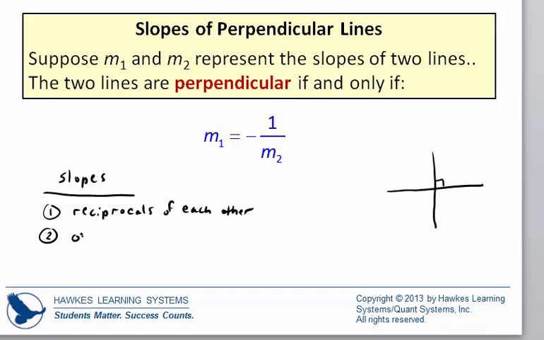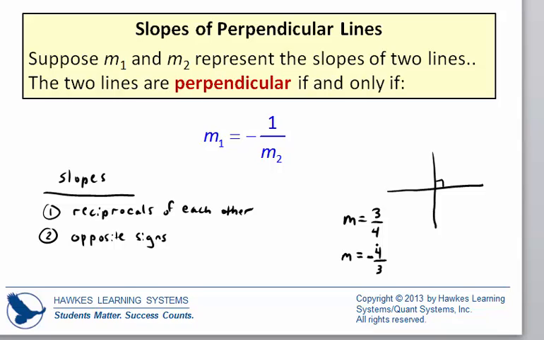And they also need to have opposite signs. So one needs to be positive and one needs to be negative. If those two criteria are met, then your lines are perpendicular. So for example, if you have one slope of a line that's equal to 3/4, and you want a slope of a line perpendicular to that, then you need to do the reciprocal, which will be 4/3, and you need to make it have the opposite sign. So it would be negative 4/3.